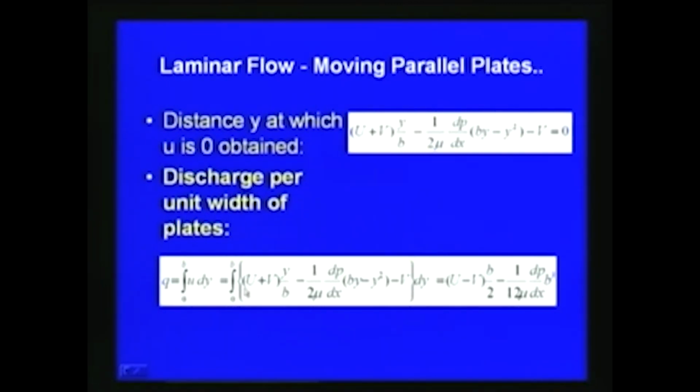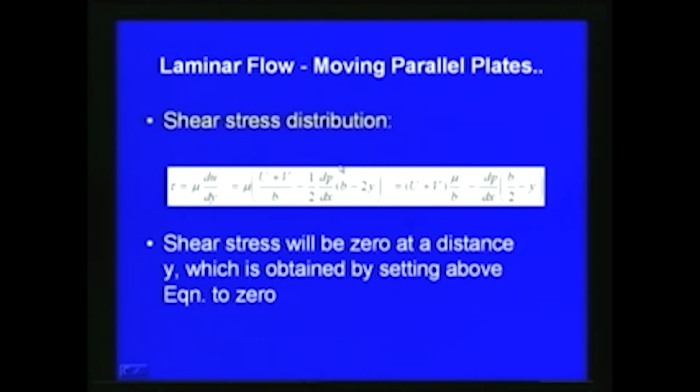So, it is integral 0 to b of U plus V into y by b minus 1 by 2 mu dp by dx into by minus y square minus V dy. After integration we can get U minus V into b by 2 minus 1 by 12 mu dp by dx into b cube. So, like this we can find out q, the discharge per unit width of the plate, and then also we can find out the shear stress distribution.